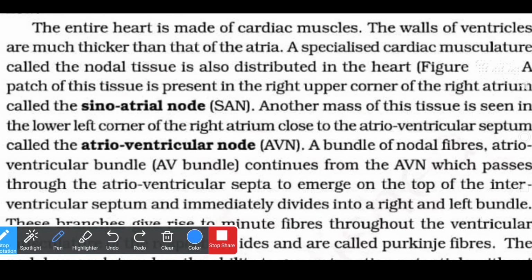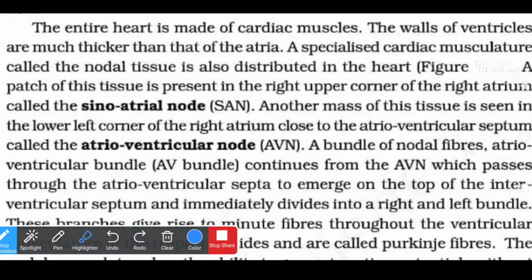Now, something about the heart. The entire heart is made up of cardiac muscle. The walls of the ventricles are much thicker than that of the atria because the atria are the receiving chambers, whereas the ventricles are the pumping chambers. If you want ventricles to pump the blood either to the lungs or towards the body organs, they have to be stronger as compared to the atria. That is the reason why the walls of the ventricles are much thicker than that of the atria.